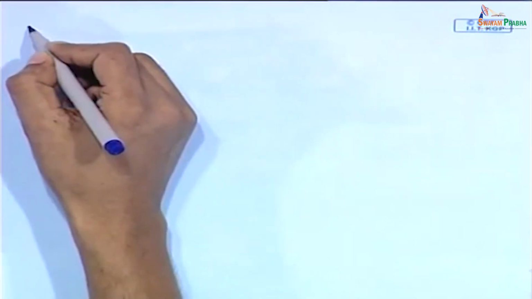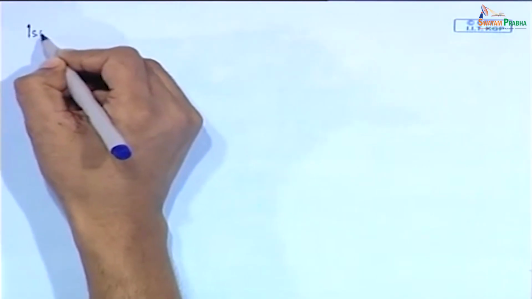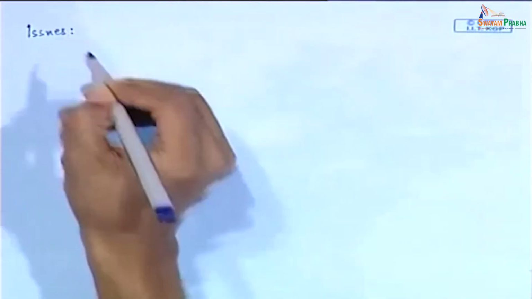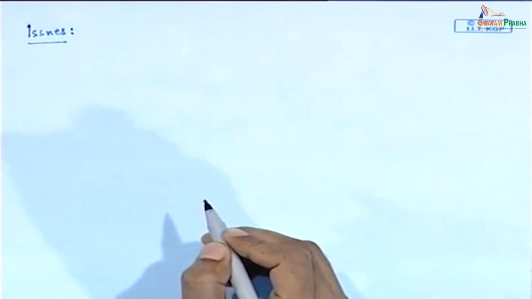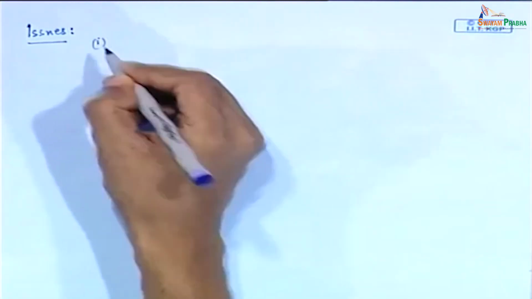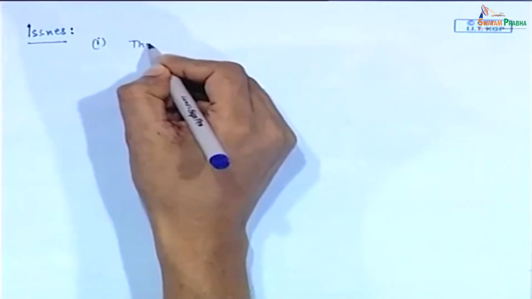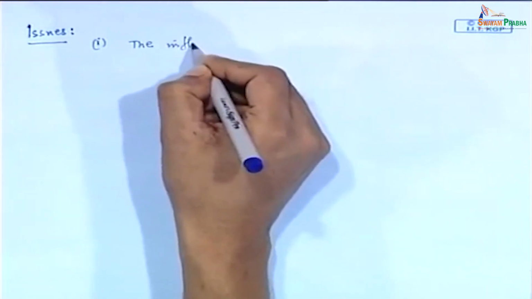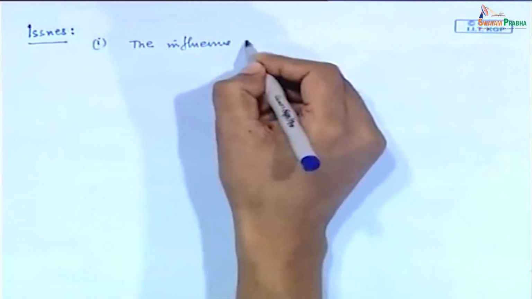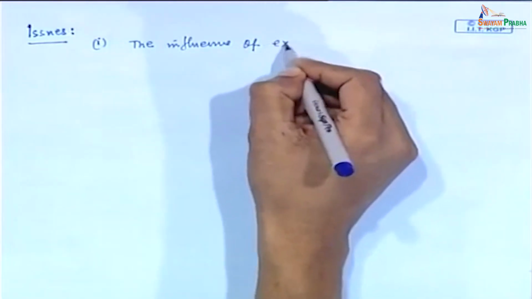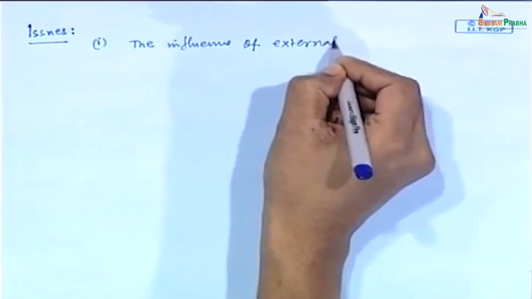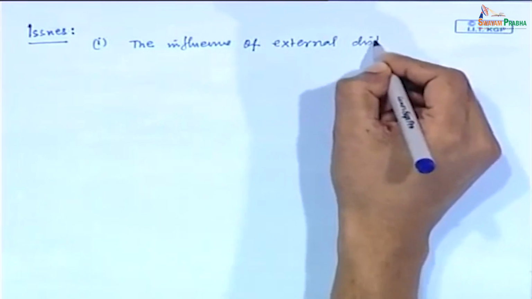Next we will discuss three important issues which can be dealt by the control system. What are these issues? First issue is the influence of external disturbances.